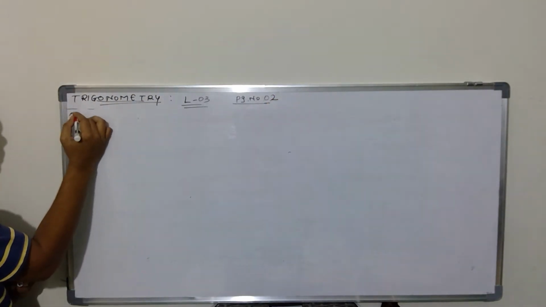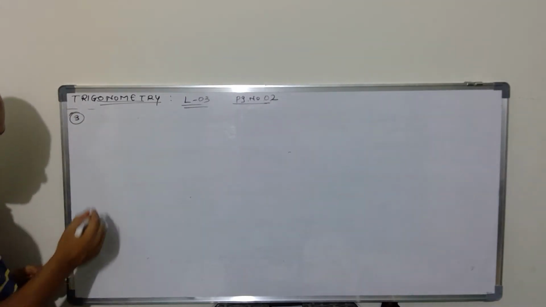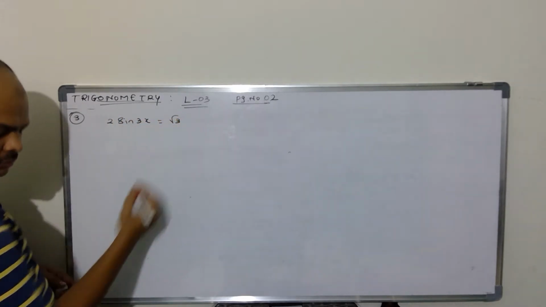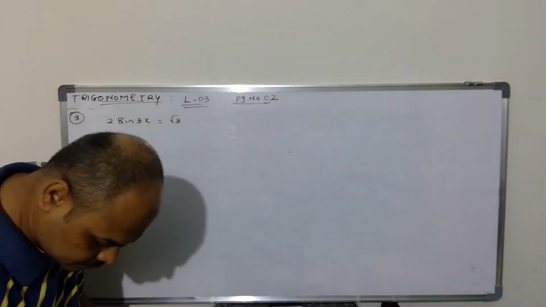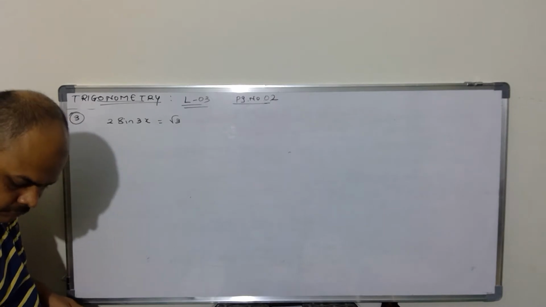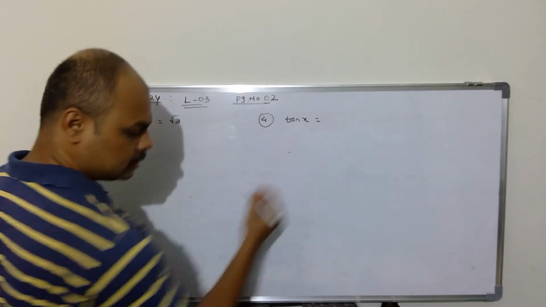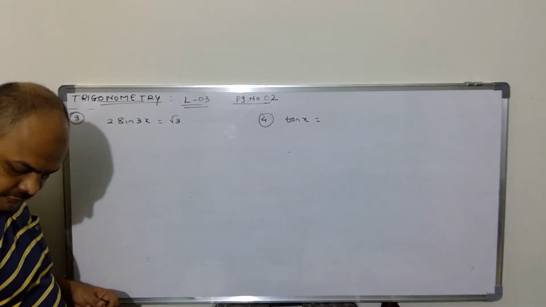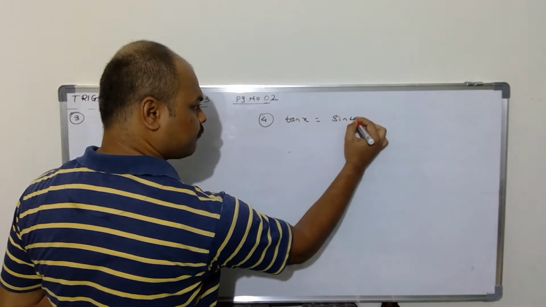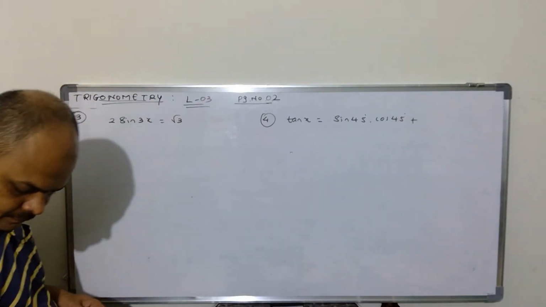Okay, question number 3 for today. The question says find the value of x. 2 sine 3x equal to root 3. Okay, fine. And one more we can have. We can have tan x equal to sine 45, just hold on, sine 45 cos 45 plus sine 30.